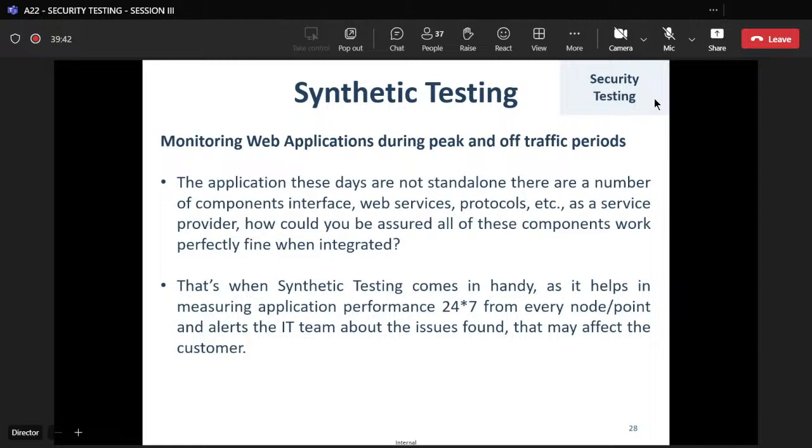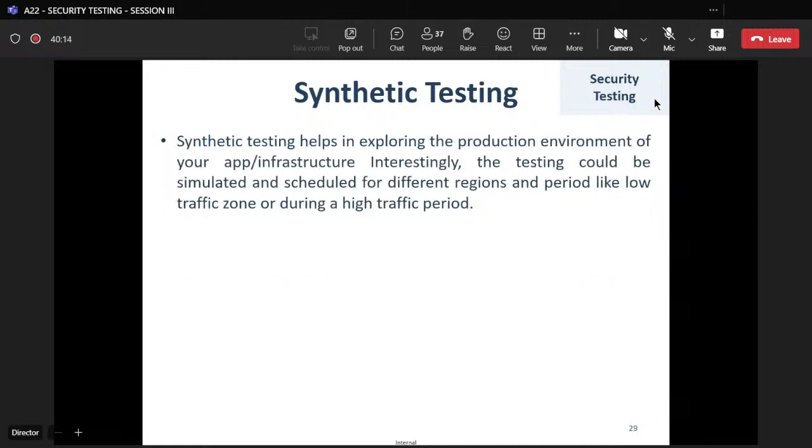So when we are using synthetic testing, you are able to measure the application performance 24/7, every node, every point. And also you'll be able to analyze the various alerts, so the responsible team is able to get notified if there are any interruptions or incidents to this particular service which may affect the end customer, which will help you to explore in the production environment.